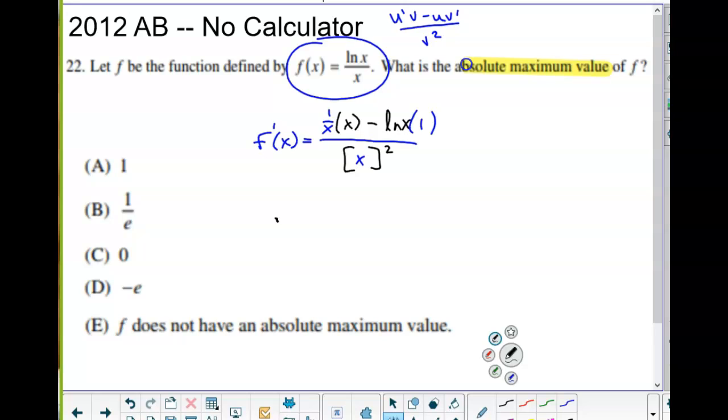Now, the nice thing about this is the first part, 1 over x times x. Remember, that's like x over 1. That just turns into 1. That goes away. And then the natural log of x times 1 is just the natural log of x. So there's my derivative simplified. And then I have to set it equal to 0.